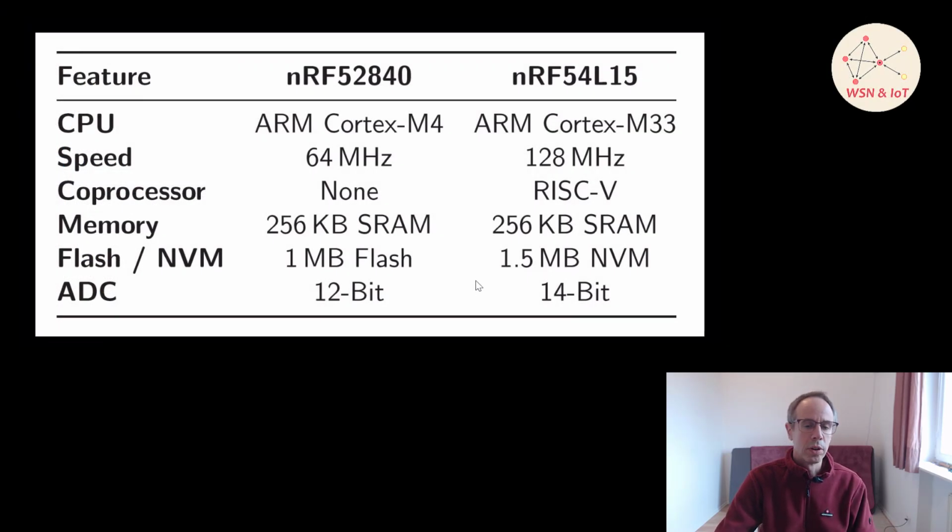So what's new with this developer board compared with the nRF52840? You see the chip is of course different. We have now an ARM Cortex-M33. We have also higher SoC speed and also a co-processor. The memory is the same size. The non-volatile memory is bigger. And we're having this time also a 14-bit ADC.